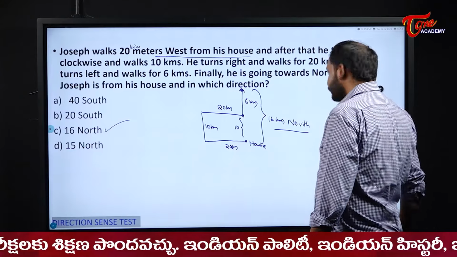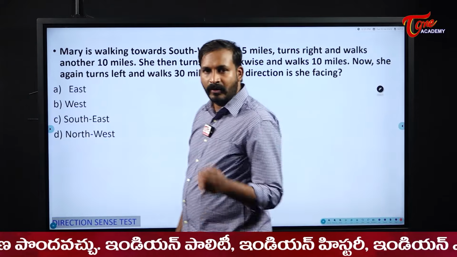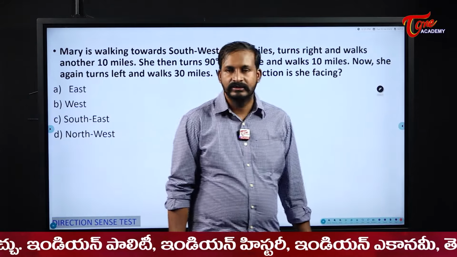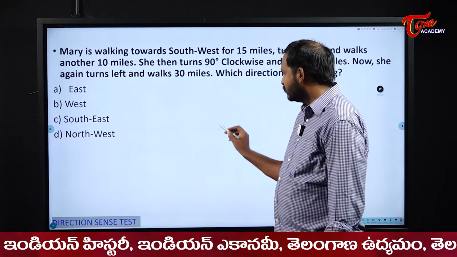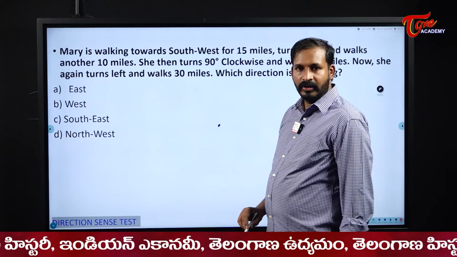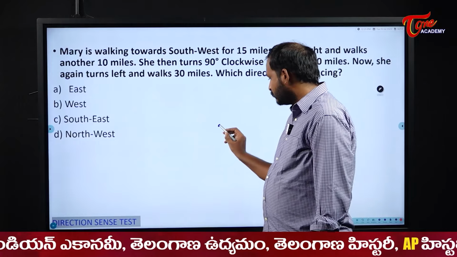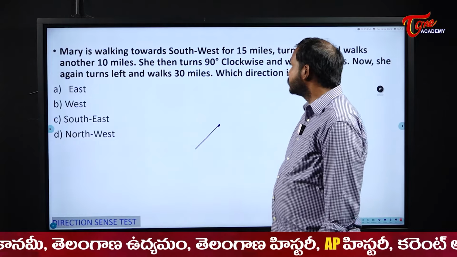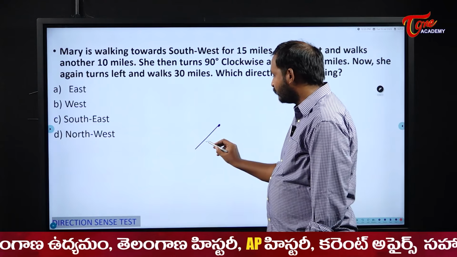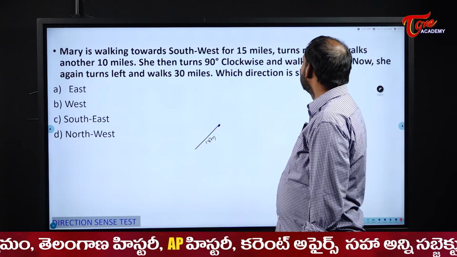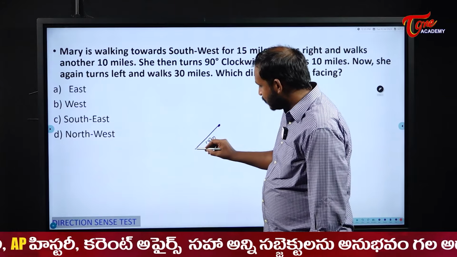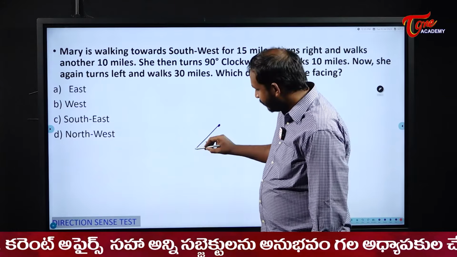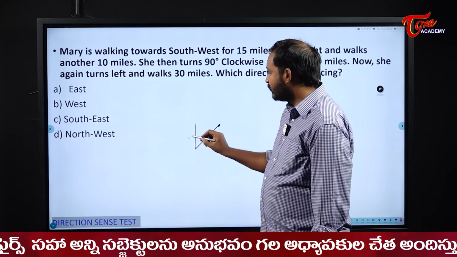Now next one. Solve this one, students. Everyone pause the video and try to get the answer for this one. What you will get here? Mary is walking towards southwest. Okay. Assume this is the point. Southwest means what? Mary is walking towards southwest for 15 miles. Okay, turns right and walks another 10 miles. Turns right means what? Upward. And walks another 10 miles.